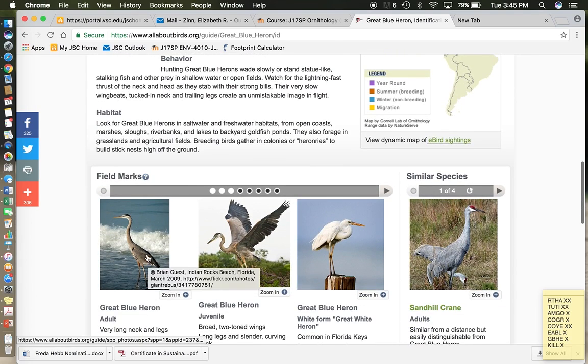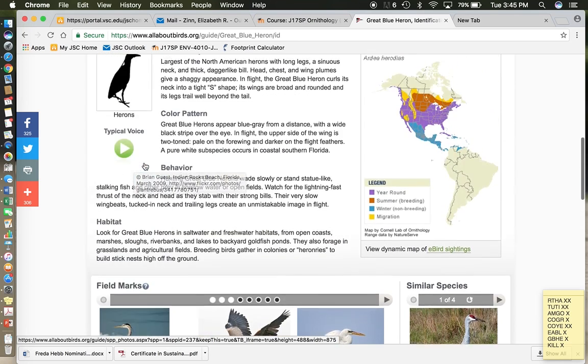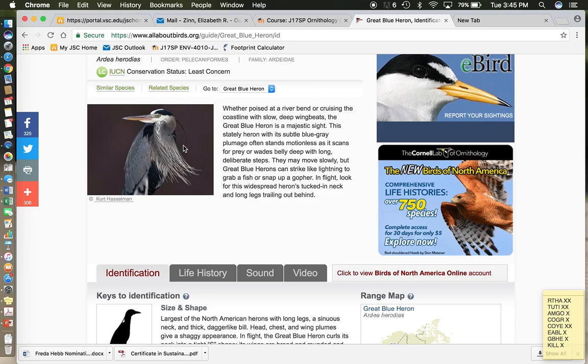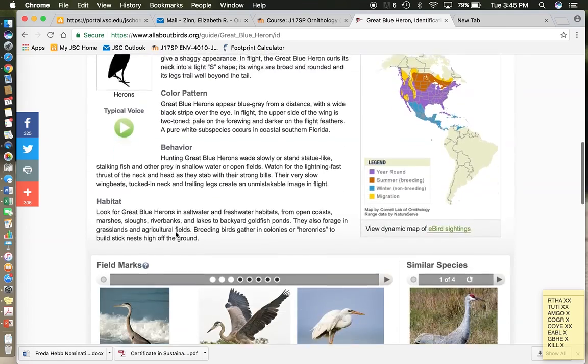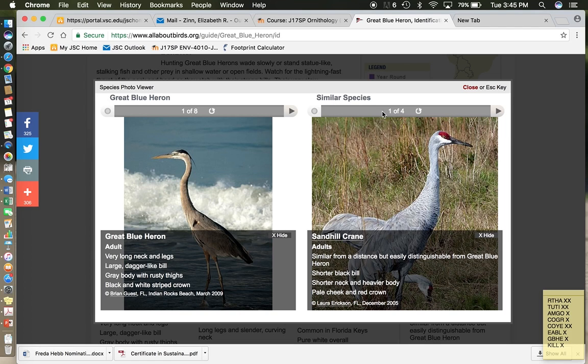And here is a good picture of the great blue. Let's see, what features do you want to know besides the shape? I wish I had a better picture. All right, I'll bring this one up. So ignore this over here. This is the sandhill crane.